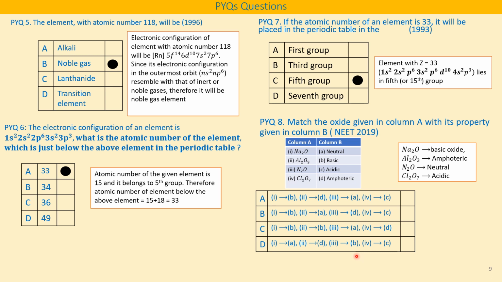You should remember that Na2O is a basic oxide. Hence, 1 should be matched to B. You should also know that Al2O3 is amphoteric, so 2 should be matched to D. These two matches appear in option A only. So hence the correct answer will be A.